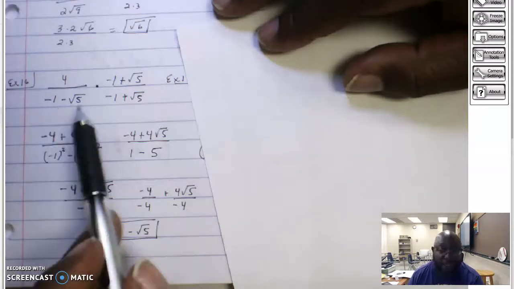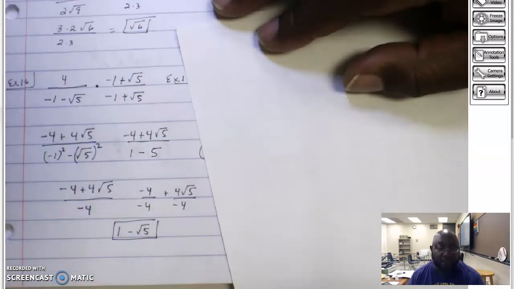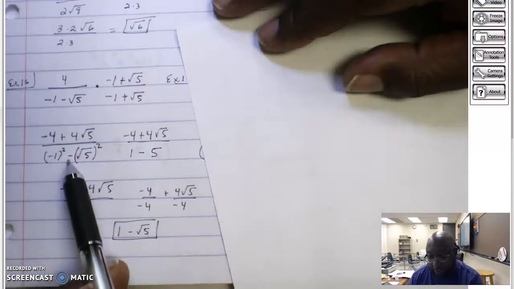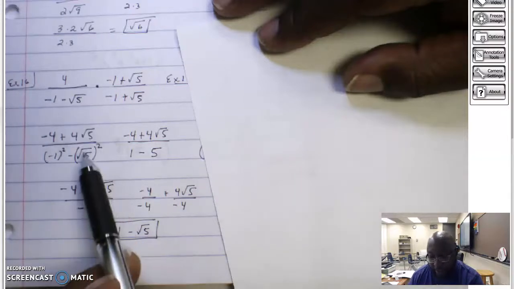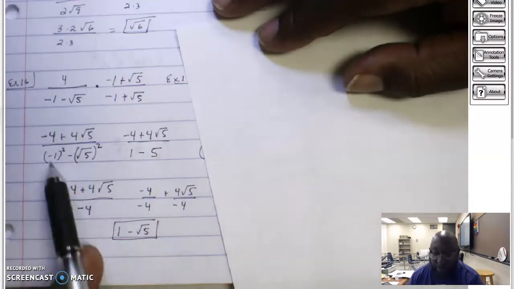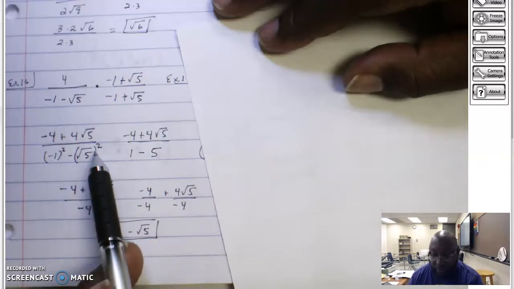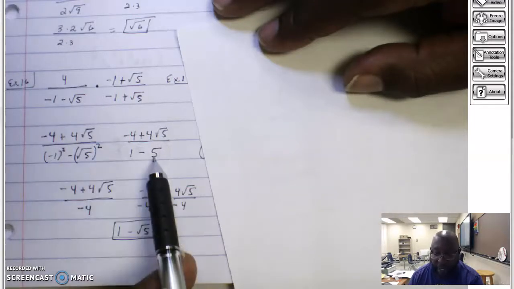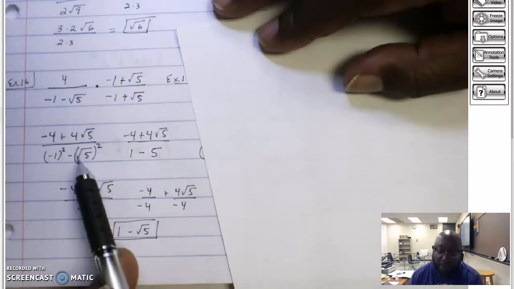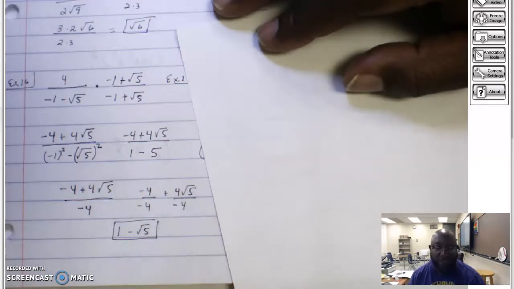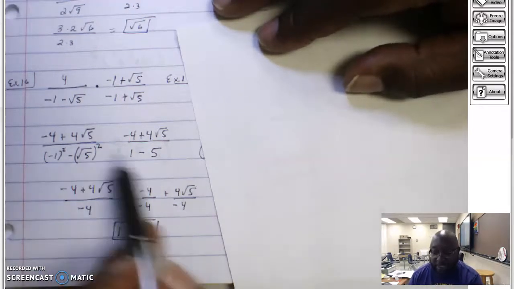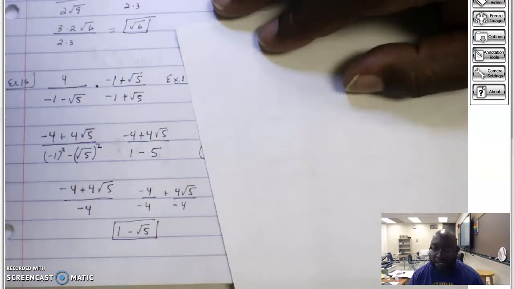Now, since these are conjugates, we know conjugates multiply to a difference of squares. I'm going to square the first thing, put a subtraction sign, and then square the second thing. Now, -1 squared is 1, and then the square root of 5 squared is just 5. And the reason why that is, square root and squares are opposite each other, so they pretty much just cancel each other out, and then out comes the radicand. Simple process, easy to remember.